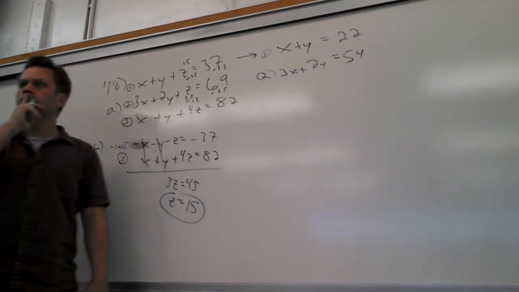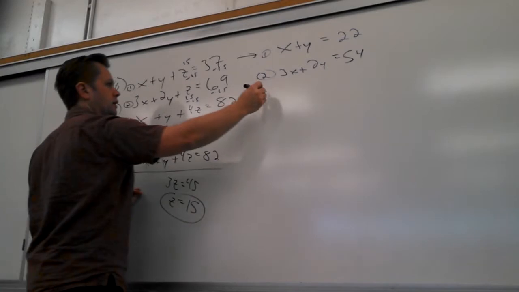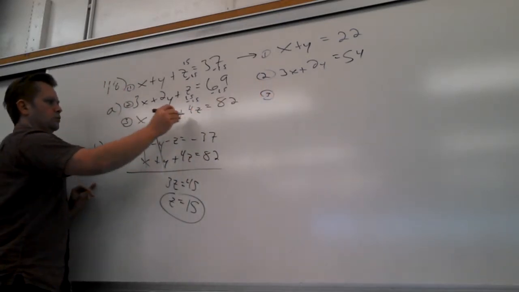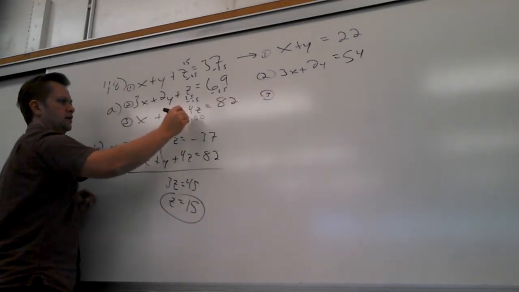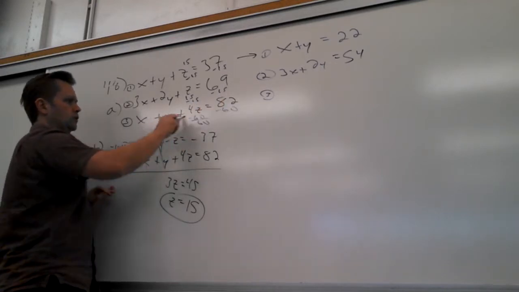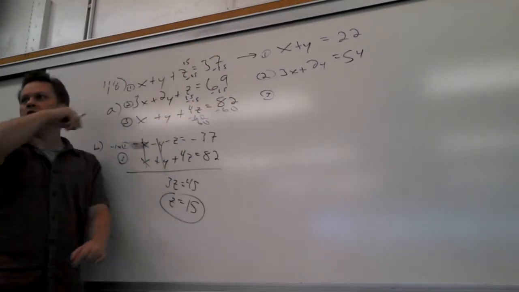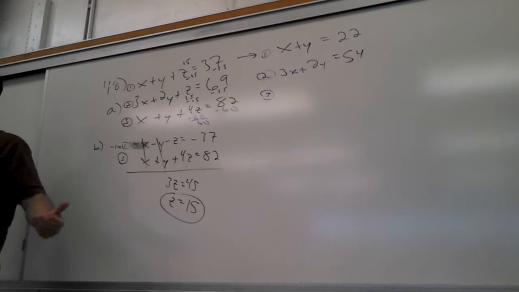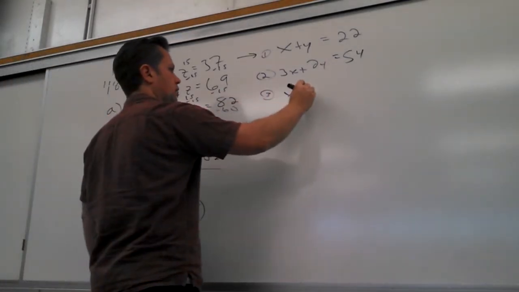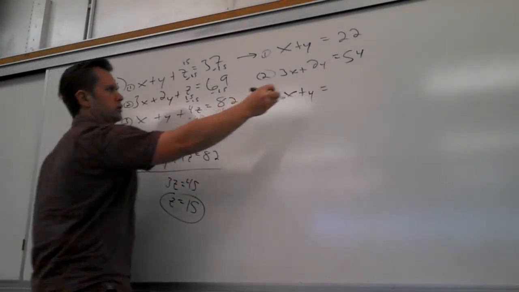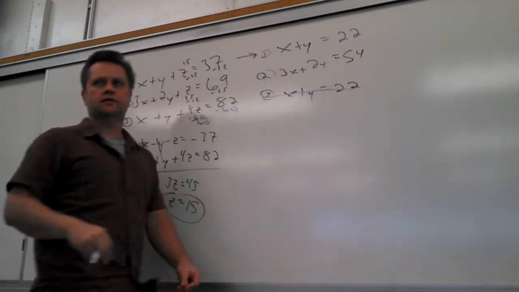54. Now the third one's going to be a little anticlimactic. I get x plus y plus 4 times 15, which is 60. Subtract 60 and I get x plus y is 22. I already know that. So what? All right, big deal. It's true, isn't it? x plus y equals 22. I already knew that, so I can't really use that. It's not new information.